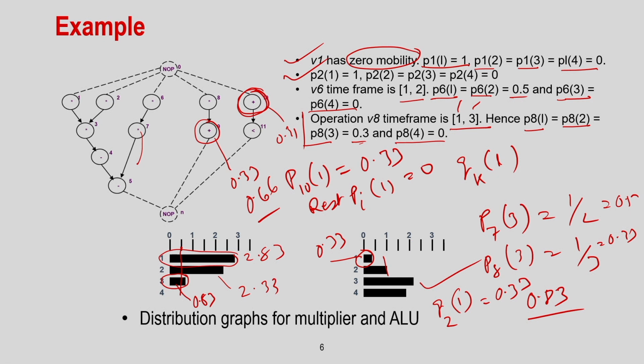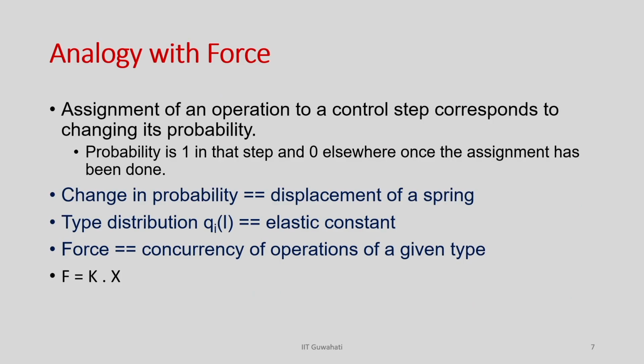Okay. So what I have learned so far is that we can identify the operation type distribution, that is, the maximum possibility of concurrency in each timestamp, using the values we have already calculated. Now, what is the analogy with force, because we are trying to develop force directed scheduling in this class.